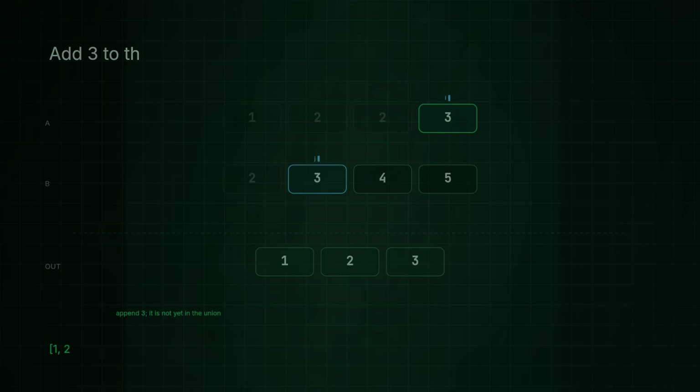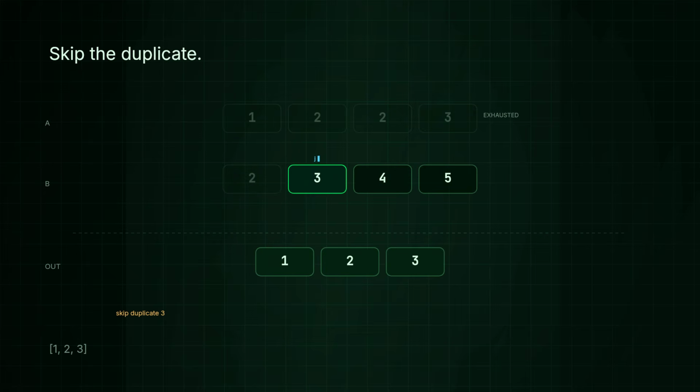Take 3 next because it is the smallest unused candidate and is not yet in the union. The output becomes 1, 2, 3. 3 is already the last value in the union, so skip this duplicate. The output stays 1, 2, 3.